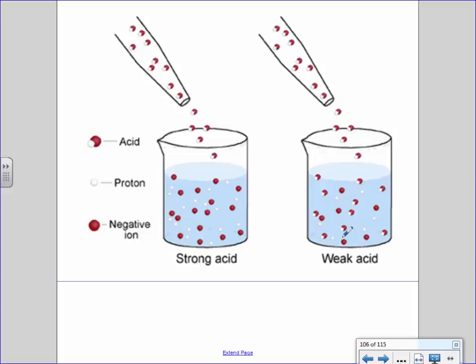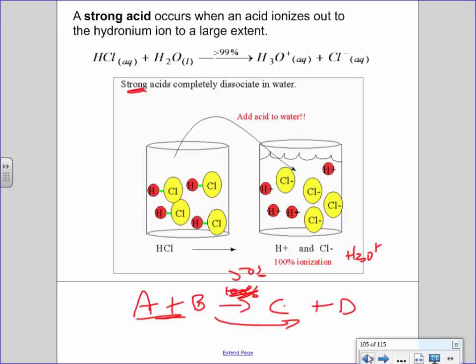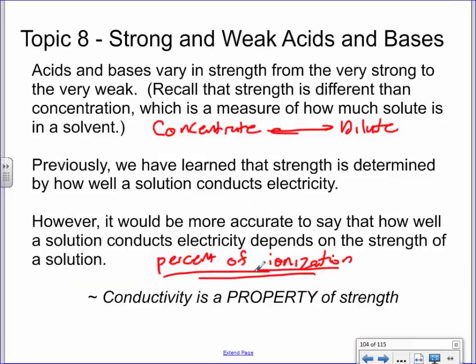Weak acids are weak because they don't always break up. Sometimes they stick together. This one and this one and this one, they stick together. And because of that, if I compare these two solutions, this one right here won't conduct as well because there are not as many ions. So if I want to go back to my original slide, it's all about the percentage of ionization. The higher your percentage of ionizing, the stronger you are.